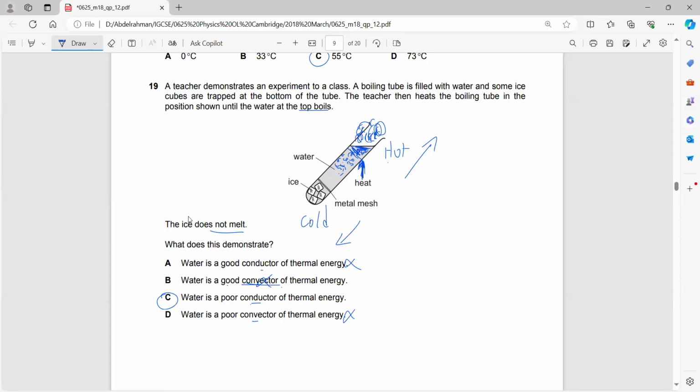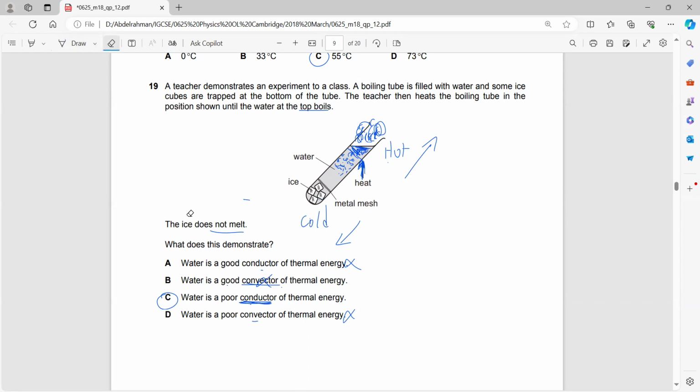But we know that conduction is the worst in liquids and gases. Conduction is best only in solids. In this question, this is liquid, and we know that liquids are poor conductors. When could we say that water is a good conductor? If we applied the heat from the bottom. If you did apply the heat from the bottom, yes, you would have said that the water is a good conductor. But for this question, you only applied the heat from the top.